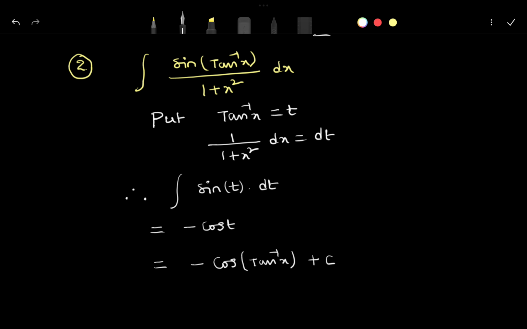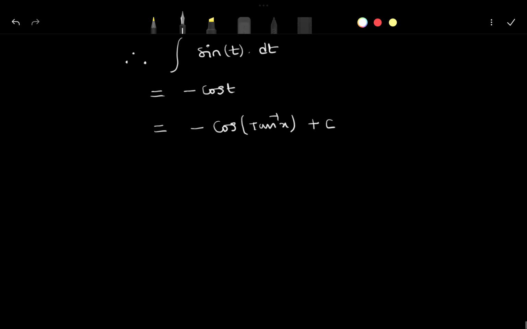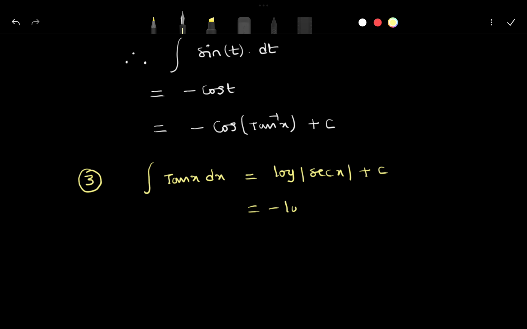See, look at this one. By using the substitution method, you can derive some important results. What are those results? The next one is the integration of tan x into dx. You will prove that this value will be log of secant x plus c, or minus log of cos x plus c.